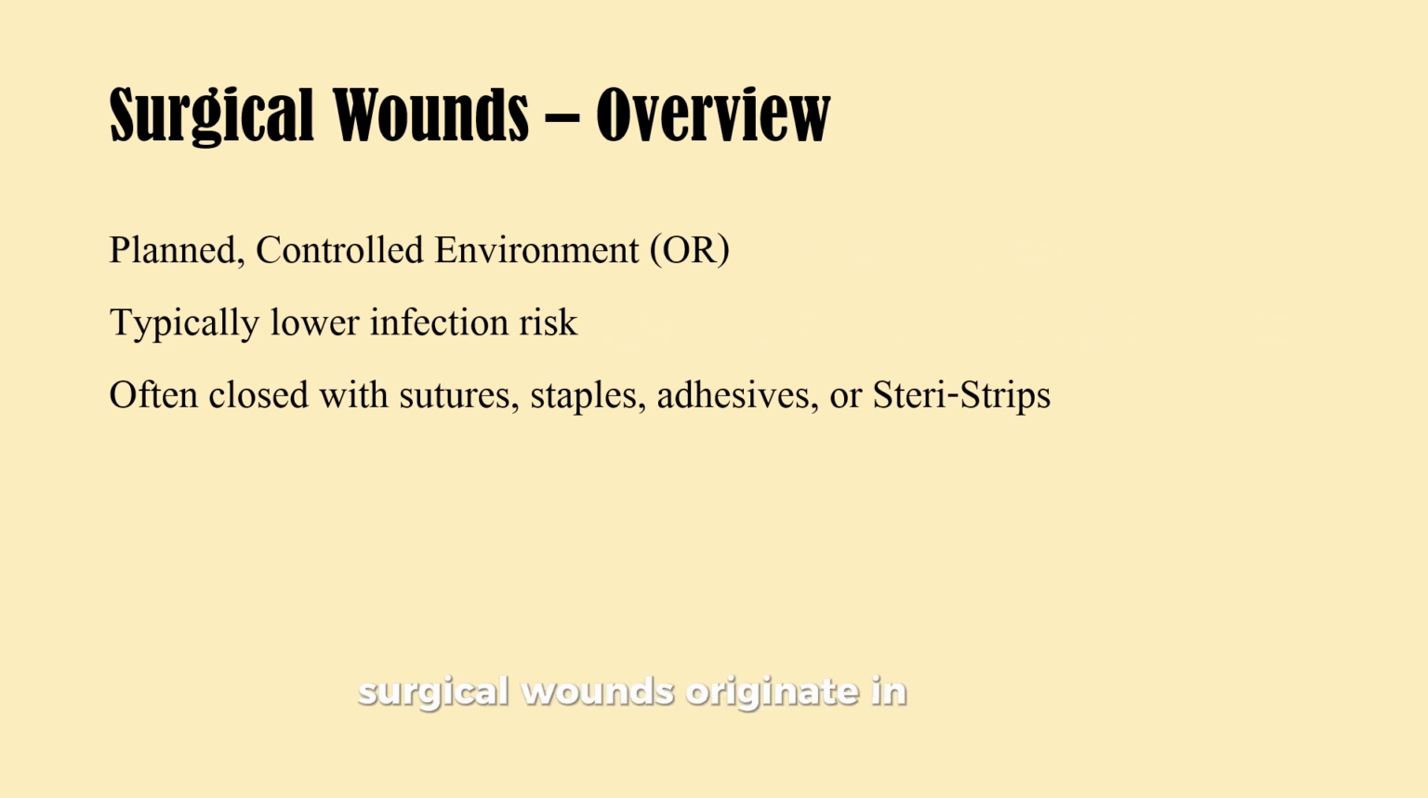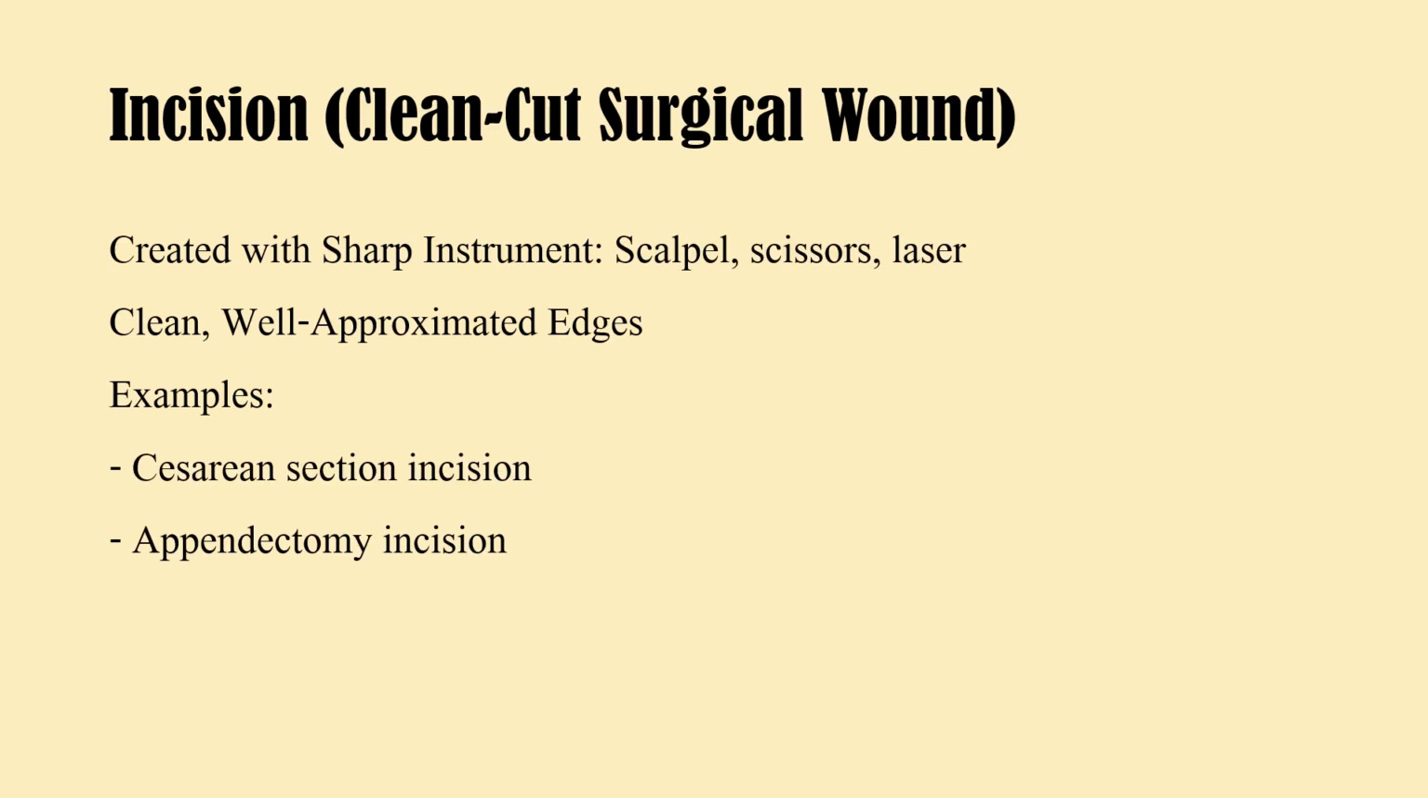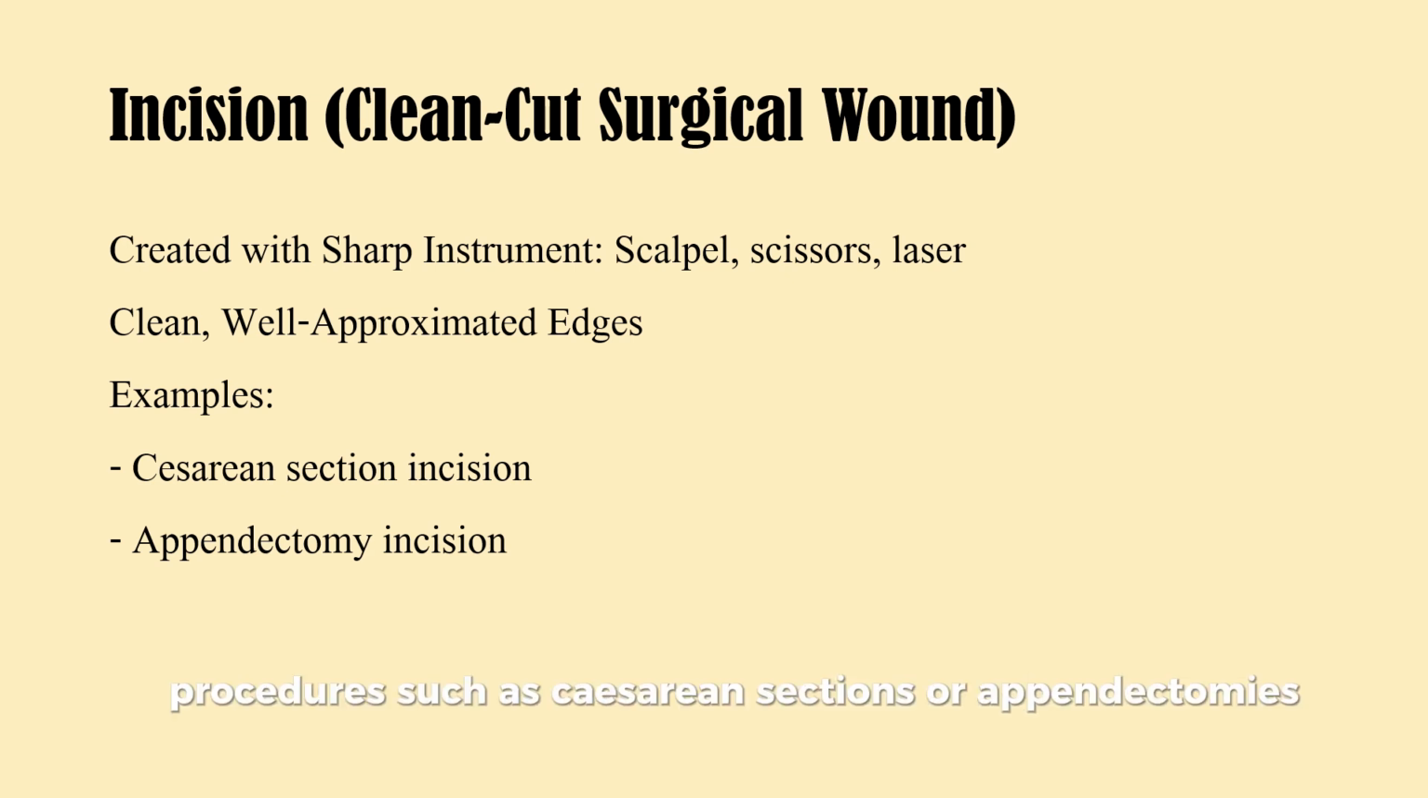Surgical wounds originate in a planned, controlled environment with typically lower infection risks and are often closed using sutures, staples, adhesives, or sterile strips. An incision is a clean cut surgical wound created with a sharp instrument. Procedures such as cesarean sections or appendectomies produce well approximated wounds.